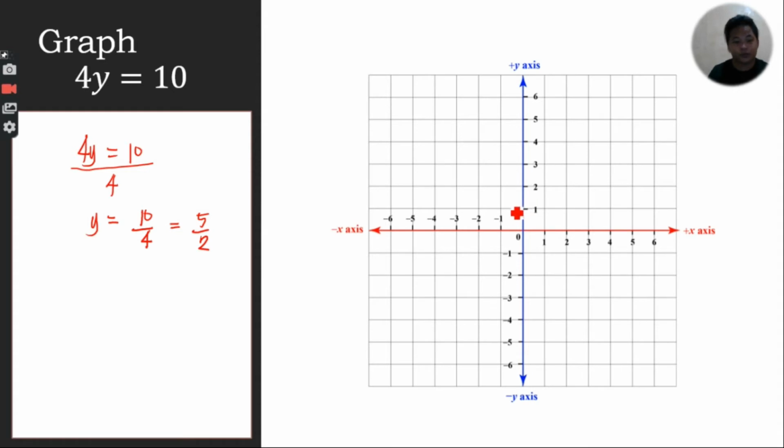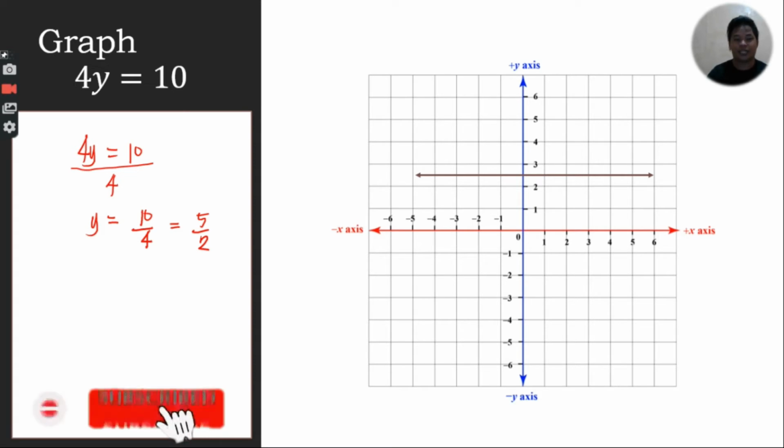So ito po. 5 over 2 is 2.5. So if we're going to sketch the graph, so ito po siya. Ayan po. So lahat po ay nandito po. So pwedeng nandito, y is equal to 5 halves. So ayan po. So laging tatandaan po na kapag 0 po yung ating A, the graph of the equation is a horizontal line.